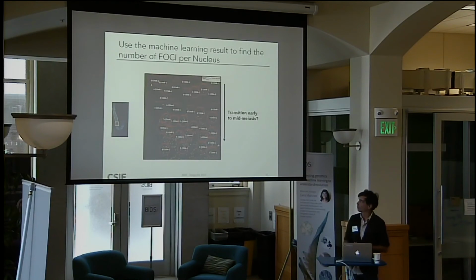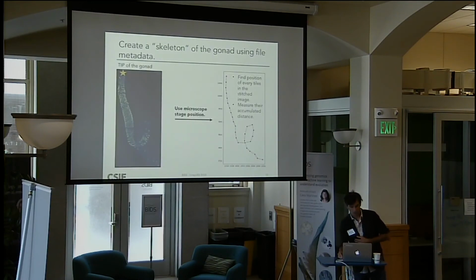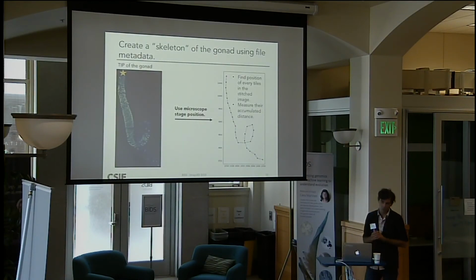So relatively straightforward, and I get the number of foci per nucleus this way. I was able to compare with what they were getting manually, so I get a lot more nuclei, but overall I get about the same number of foci that they were counting by hand. Finally, the last step was to figure out the distance of this chromosome to the tip of the gonad.